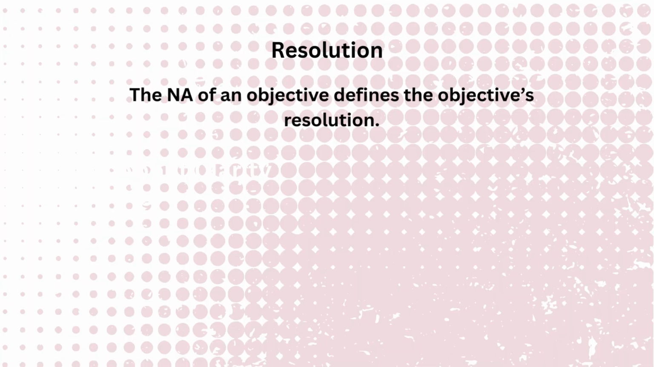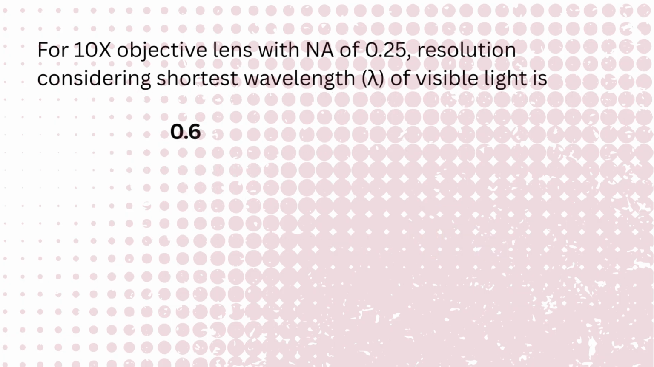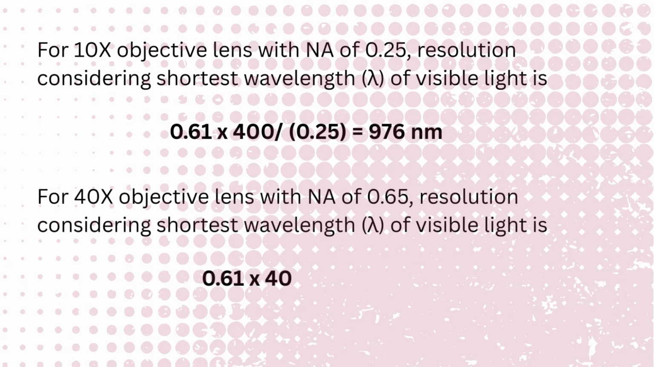Abbe's formula gives us the resolution limit, which is 0.61 multiplied by the wavelength, divided by the numerical aperture. So, for a 10x objective lens with a NA of 0.25, resolution is calculated to be 976 nanometers. Can you pause the video for a bit and calculate the resolution for a 40x objective lens?